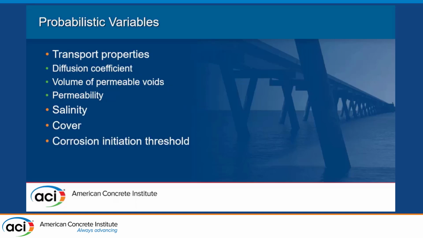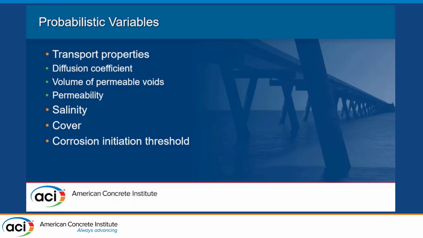The probabilistic variables that I played around with were, first, the transport properties. In that model, we have three different transport properties. The first one is the one maybe you're more familiar with, the diffusion coefficient. In that case, it's the ionic diffusion coefficient. It's a property of the material, a property of the porous network, measured with a migration test. The volume of permeable voids is measured with a standard test.